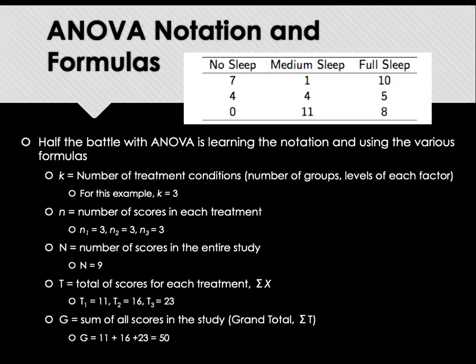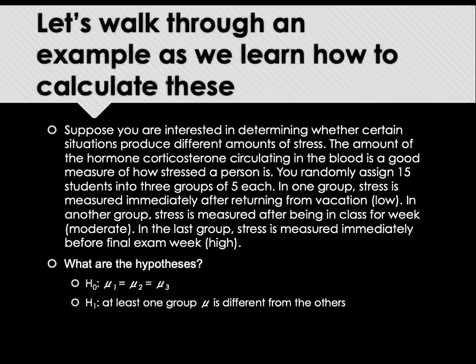So it's important to understand what these notations are, and we're going to do a couple examples. These are all values you'll need when you plug in the values to our ANOVA formulas. Okay, so let's work through an example as we learn how to calculate all of this. Nothing's too complicated. It's just that there's a lot to keep track of. So let's just dive right in here.